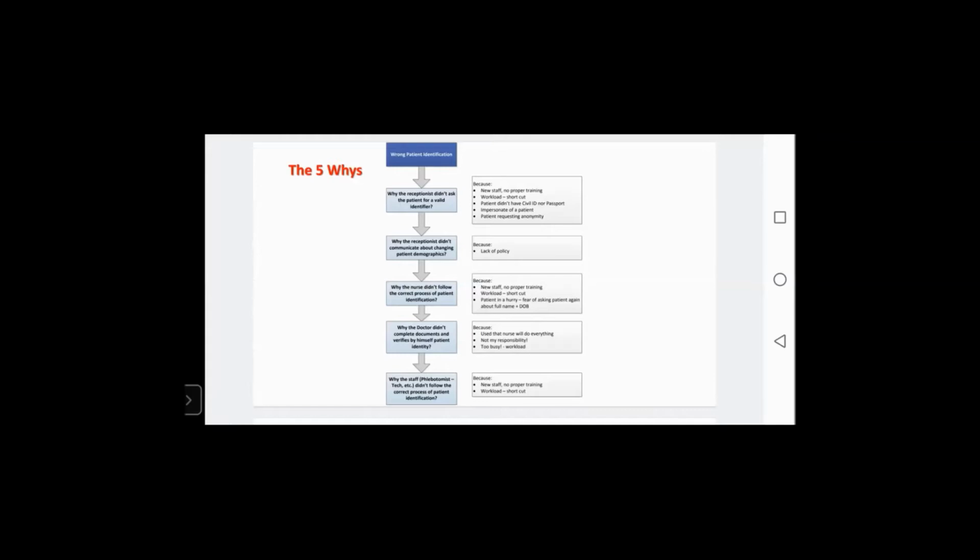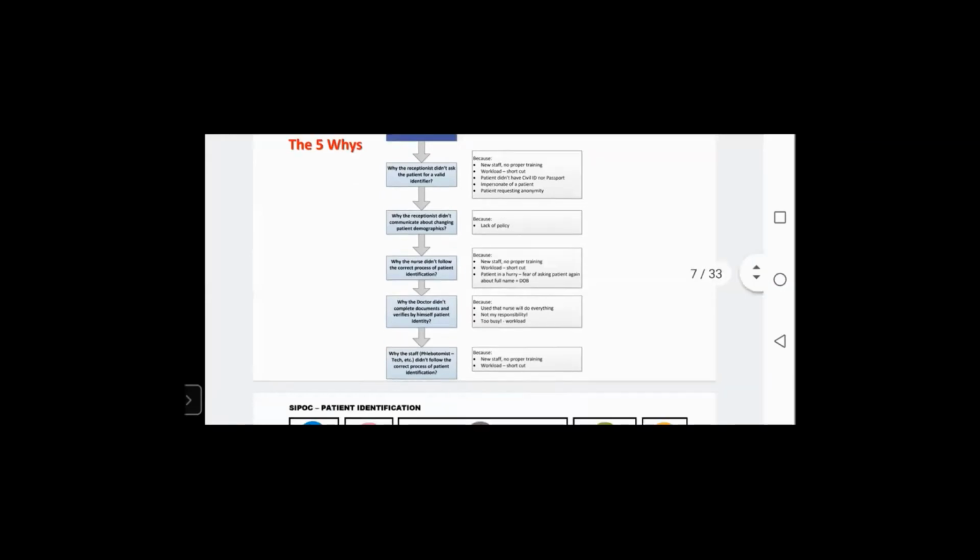The nurse, why she did not follow the patient identification policy: because of new staff, or the workload, or sometimes the patient will bully the nurse. They will ask, why are you asking me my name? Don't you know me? Why do you keep repeating? So this is one of the reasons. And the doctors, why they don't confirm the patient identity: most of them will say this is not my responsibility, or they will rely on the nurses to do everything on their behalf, and they will say, I'm too busy, I don't have time for all this process. And why did the phlebotomist or radiology technician not follow the policy? It's the same thing, new staff or the workload.